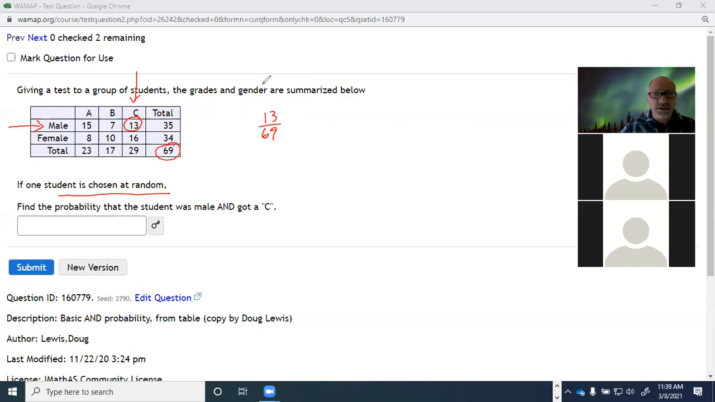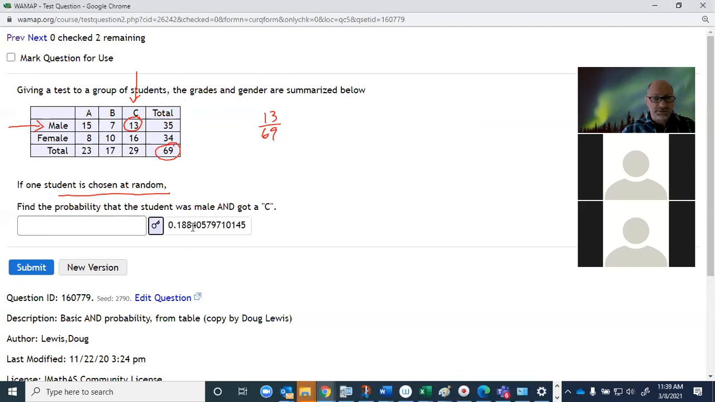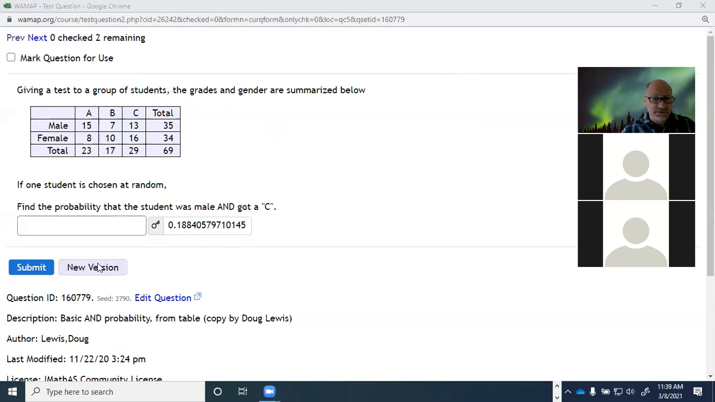I'm getting 0.1884 something. And I think I'd probably take that at least out to 0.1884 at the very least, or maybe 0.188406 or something like that. Okay, so let's clear that, and I'm going to give a new version.